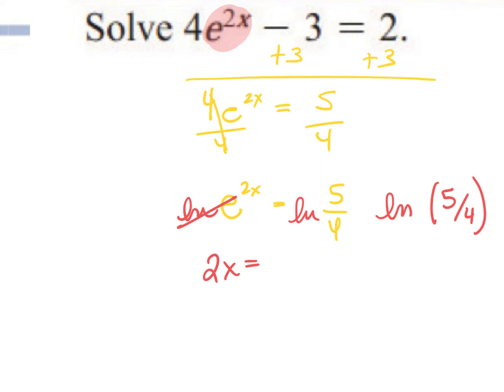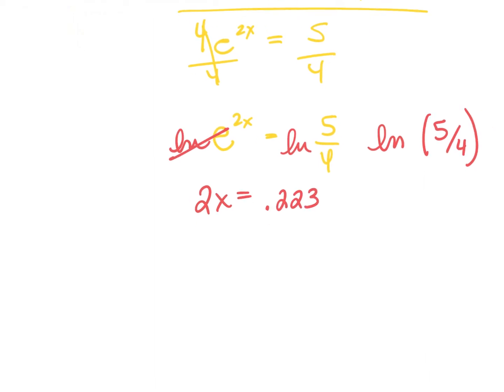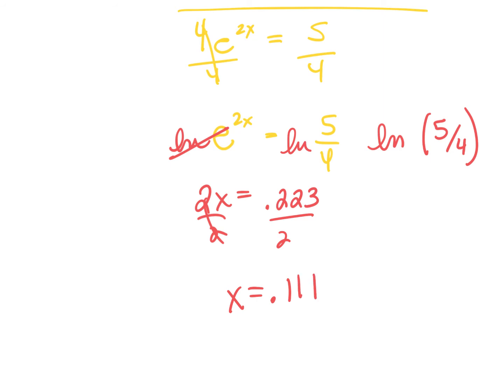So give me at least 3 decimal places for, say it again. 0.223. Okay, and then what do I do to get x? Divide it by 2. So x equals what? 0.111? Something like that? All right, there you go.